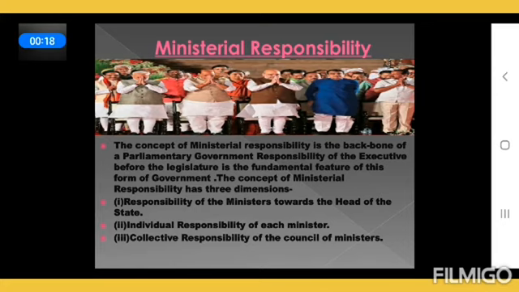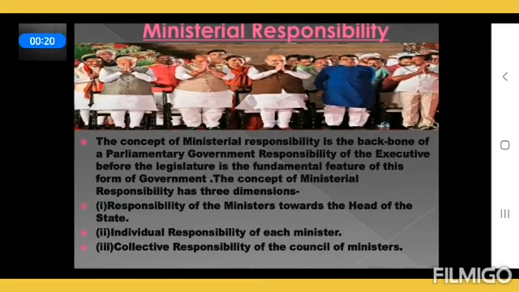So the concept of ministerial responsibility has three dimensions. They are: number one, responsibility of the ministers towards the head of the state; number two, individual responsibility of each minister; next one is the collective responsibility of the council of ministers. That means all the ministers including the prime minister. So let us discuss one by one. Number one, responsibility of the ministers towards the head of the state. The head of the state, the president, right?